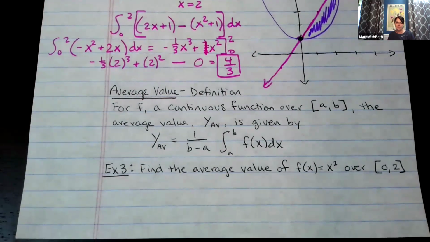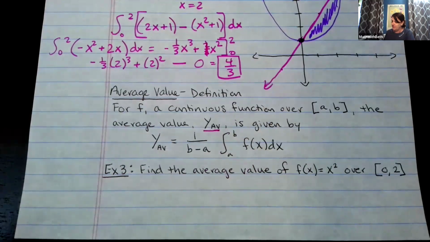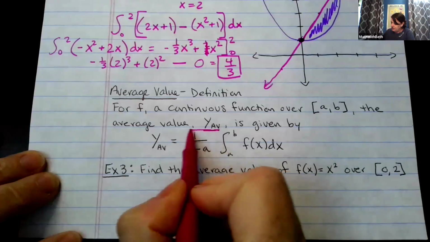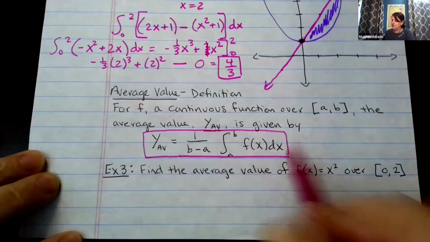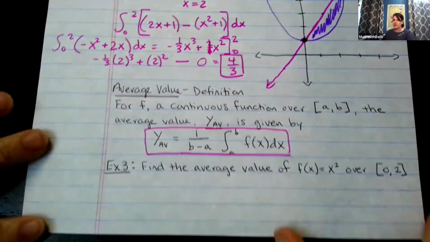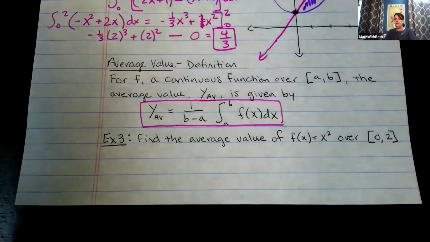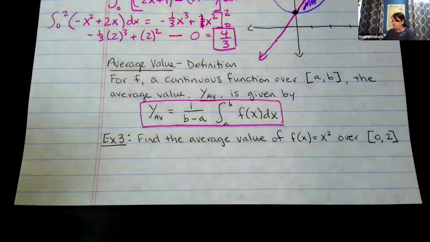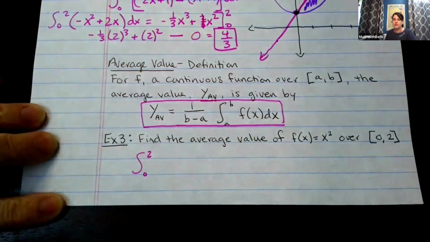Okay, average value. The definition is for f, a continuous function over a to b, the average value, y_av is what they're calling that, is given by this equation here. So when they ask you for an average value, this is the equation we're going to use. So here's an example. Find the average value of f of x equals x squared from 0 to 2. So this time they did give us the interval 0 to 2.